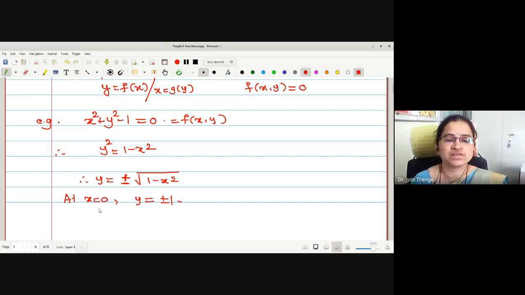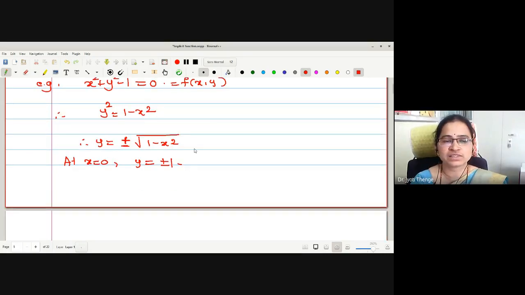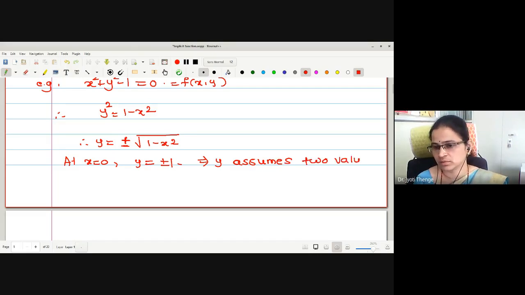Also, what is the value of x? For x greater than 1. First difficulty is here: y assumes two values. Correct. What is the second difficulty? If I take the value of mod x greater than 1, mod x greater than 1 means what? The value of x greater than 1. If it is greater than 1, what is the value of y?